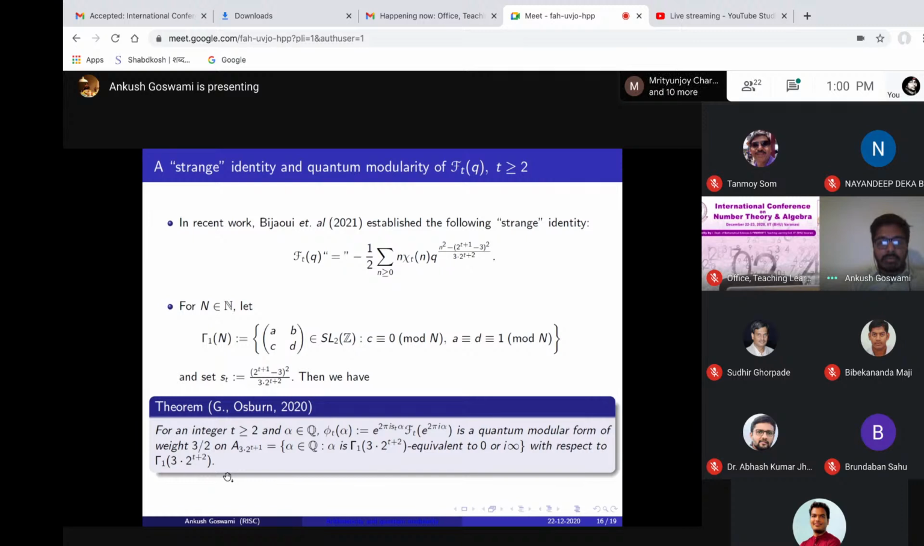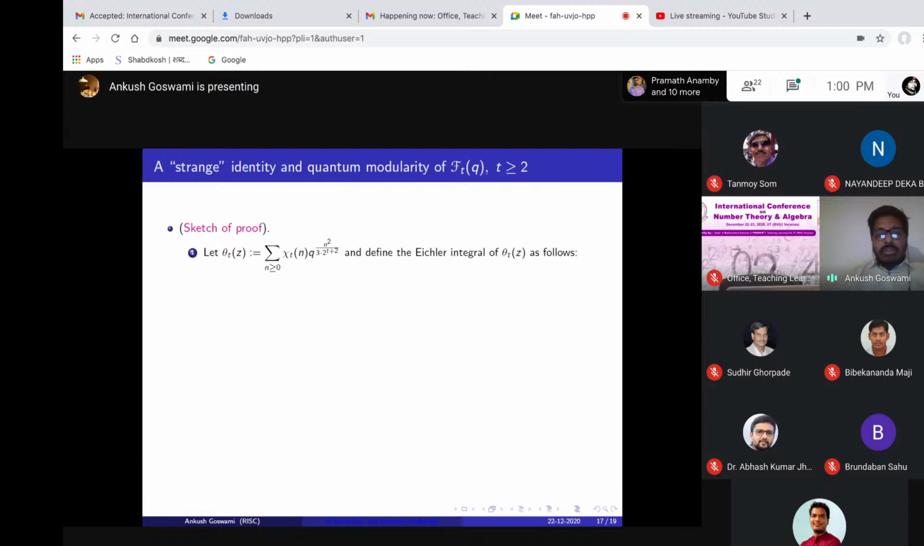Okay, so now a sketch of the proof. First you start off with this theta series, theta_t(z), which is defined to be the sum of chi_t(n) times q to the power of this rational number. Then you define the Eichler integral of theta_t(z) as follows: the integral going from z to i infinity of theta_t(tau) times (tau minus z bar) to the power of minus 3/2 d tau. This is basically a path integral. You can go from z to i infinity in any way, but you have to make sure that this integral converges.